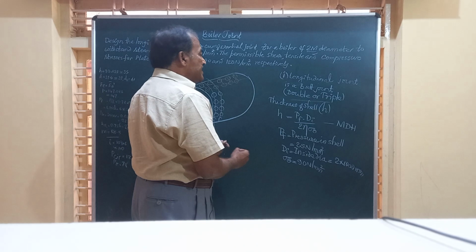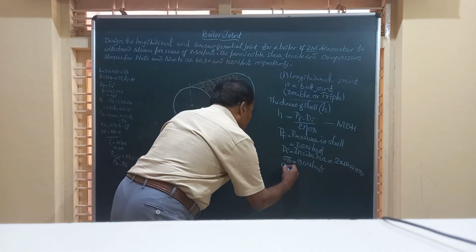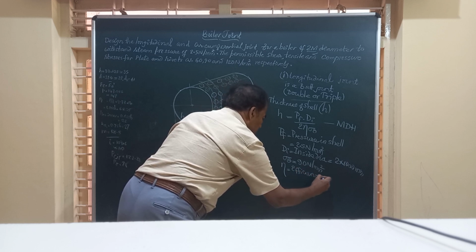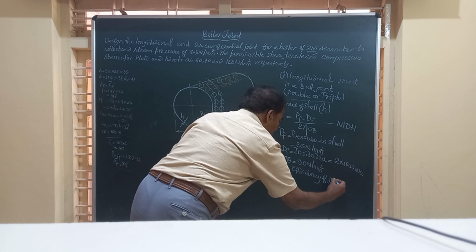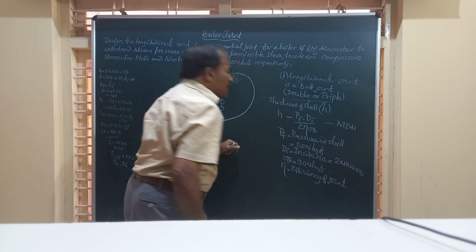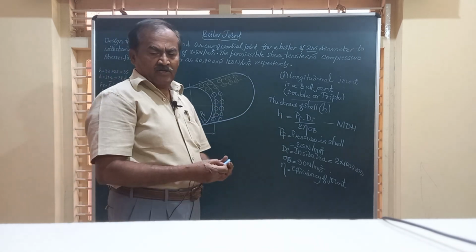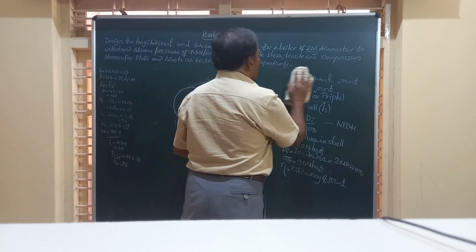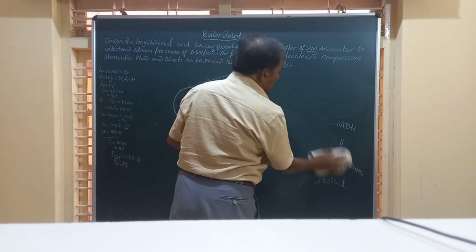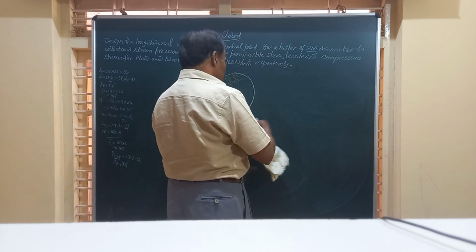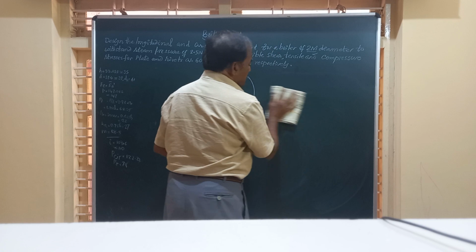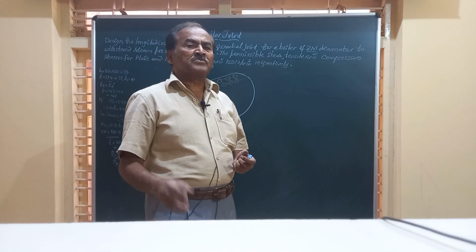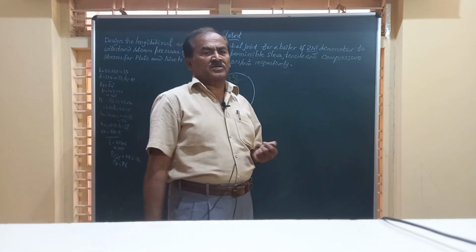What is eta? Eta is the efficiency of the joint. If we are able to find this eta, then we can substitute in the formula and find the thickness of the shell required. Now I will tell you how to find the efficiency of the joint. Sometimes in the examination paper it may be given, but as a design engineer, you should know how to obtain the efficiency of the joint.